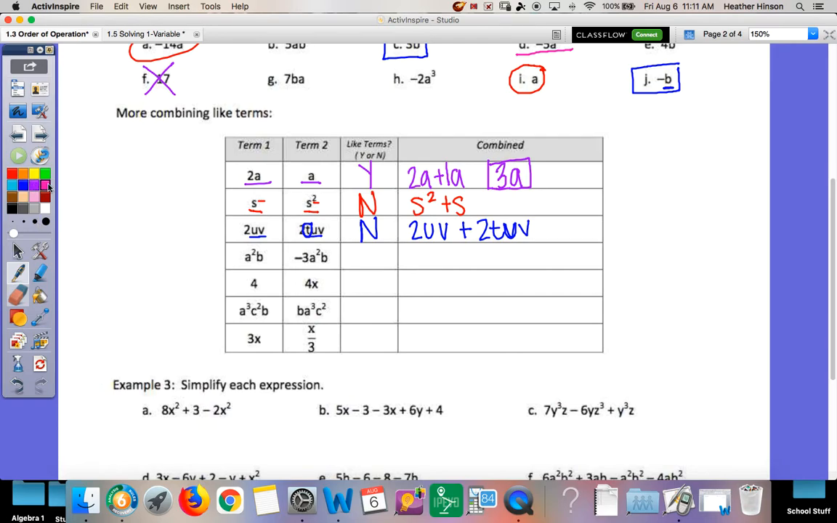The fourth one, do we have the same variables and the same exponent on the same variable? Yes, we have an a squared on both and a b on both. So these are the same, so we can combine them. And this one's negative, so we're going to subtract. Remember, we only combine the number in front. What number is in front here? An understood 1. So what is 1 minus 3? It is negative 2. Our variables just get brought over.